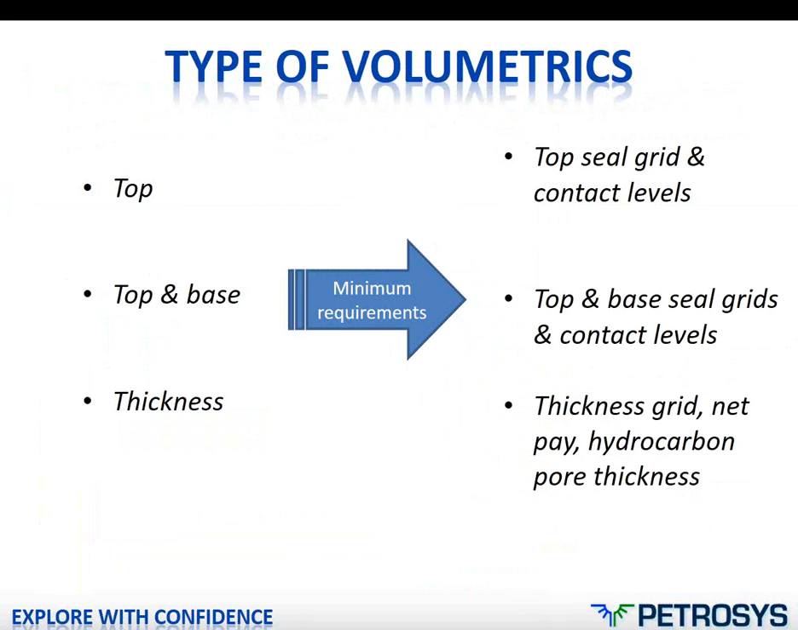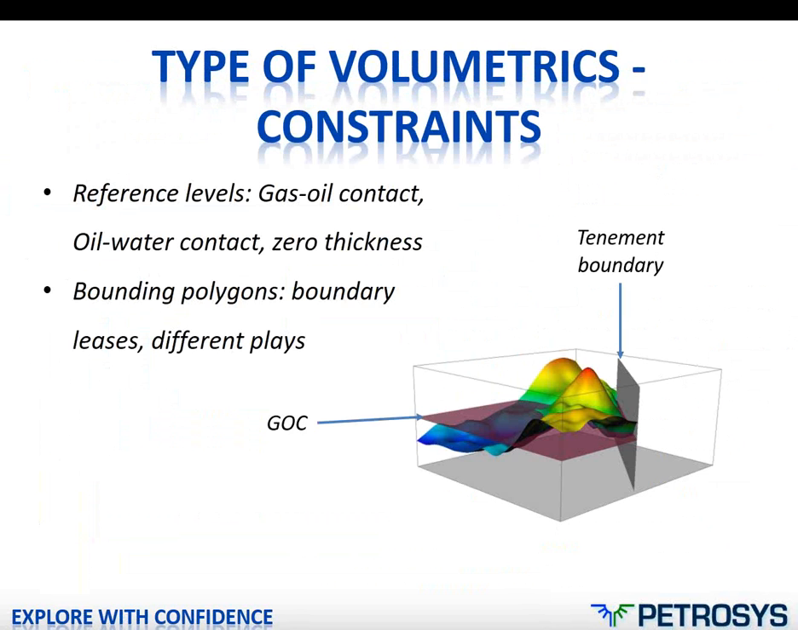So, types of volumetrics: we have 3 types: top, base, and thickness. The top requires a top seal grid and contact levels. The top and base requires top and base seal grids and contact levels. And thickness requires either a thickness grid, net pay, hydrocarbon pore thickness, any type of thickness layer will do. When we say reference levels, we are talking about gas-oil contact, oil-water contact, or zero thickness.